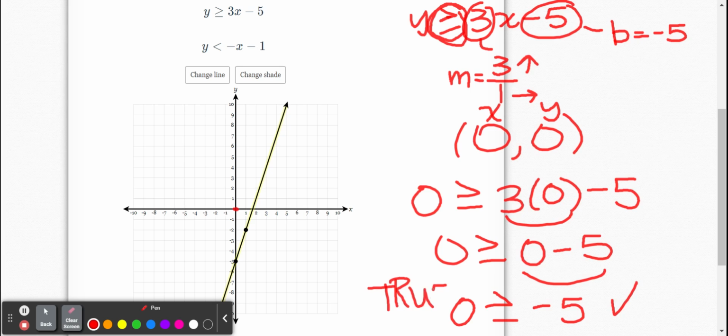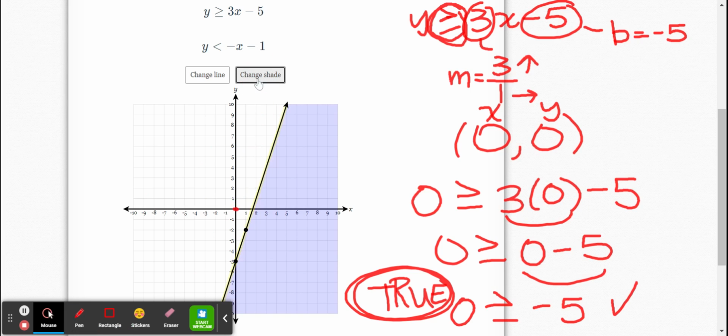So we are going to shade the side that contains this point. So we're going to shade this side of the line because that's where the 0, 0 is. So let me change the shade. So that is the side that doesn't have 0, 0. We want to shade the side that does have 0, 0, which is going to be right here.